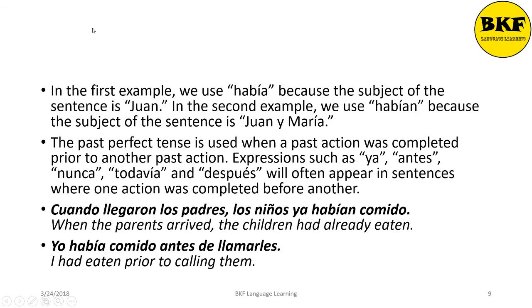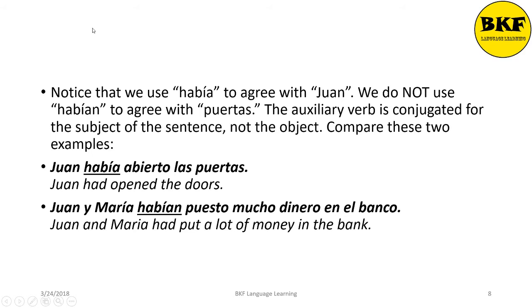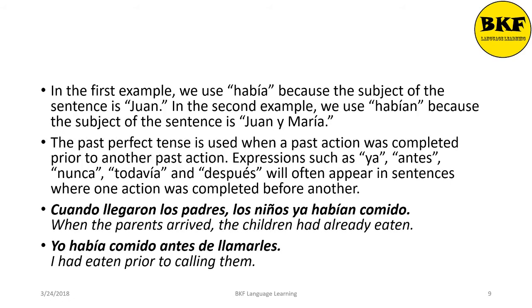Now in the first example we use había because the subject of the sentence is Juan. In the second example we use habían because the subject of the sentence is Juan y Maria. The past perfect tense is used when a past action was completed prior to another past action. Expressions such as ya, antes, nunca, todavía, and después will often appear in sentences where one action was completed before another.